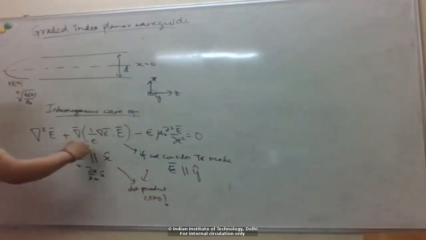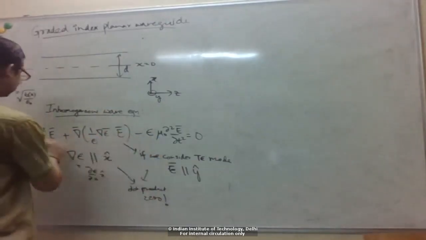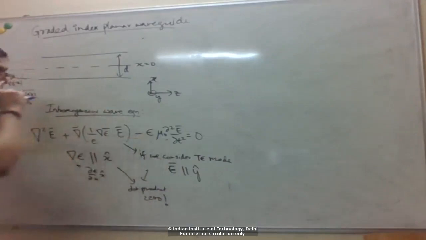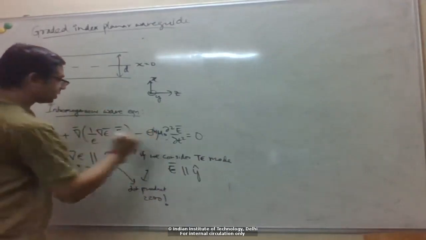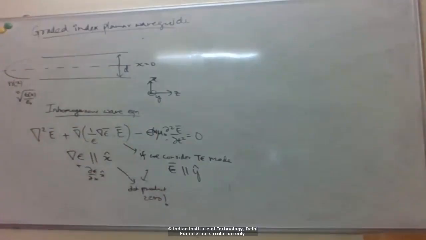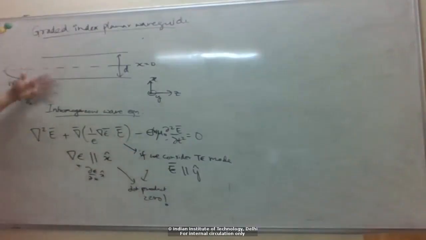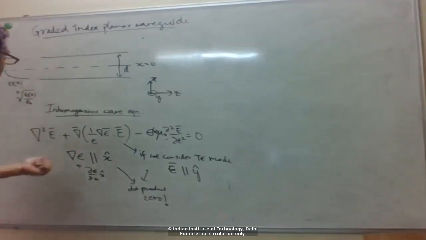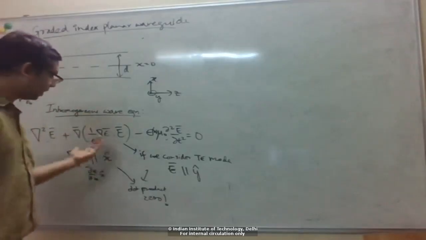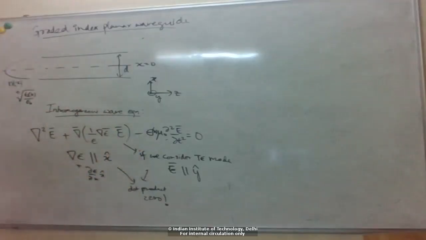Okay, so this term goes away and we end up with the homogeneous wave equation, except now this will be a function of x. For this particular profile, where the refractive index is only changing in the transverse direction, and I consider a mode where the electric field is polarized perpendicular to that, then this inhomogeneous term still is 0. So for the TE mode, I can still write the same equations that we had.